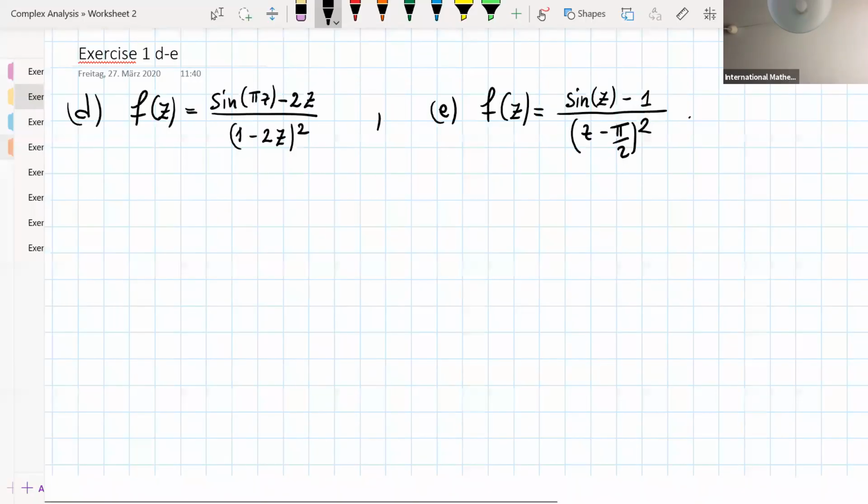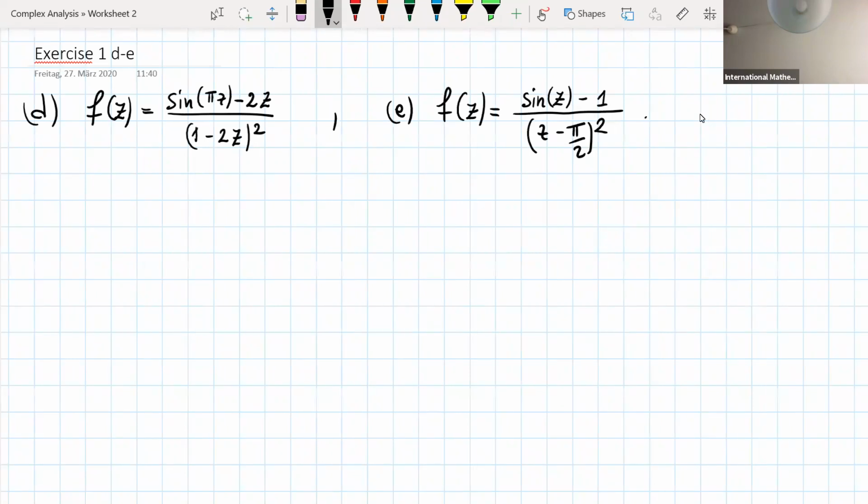In this video, we solve exercise 1 from worksheet 2, and we solved in the interactive class already all of the points from A to F. There are only two missing. This is point D and point E.